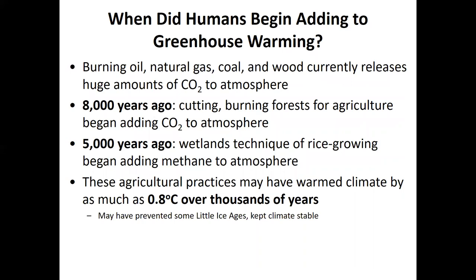5,000 years ago, the wetlands technique of growing rice began adding methane to the atmosphere. Methane is produced from the decomposition of organic matter in the wetlands. And so these agricultural practices may have warmed the climate by as much as 0.8 degrees centigrade over thousands of years. And so they may have prevented some little ice ages and kept Earth's climate relatively stable in the last several thousands of years.